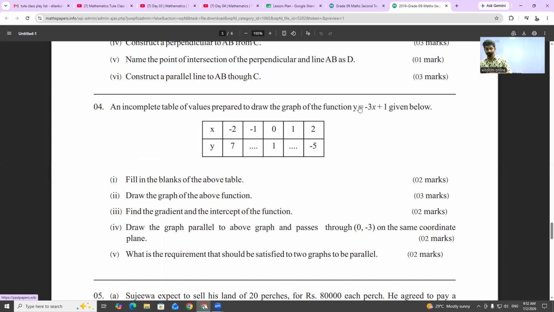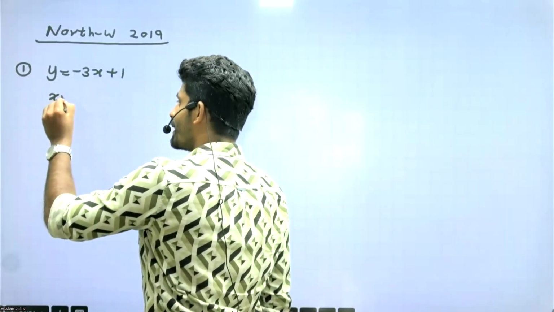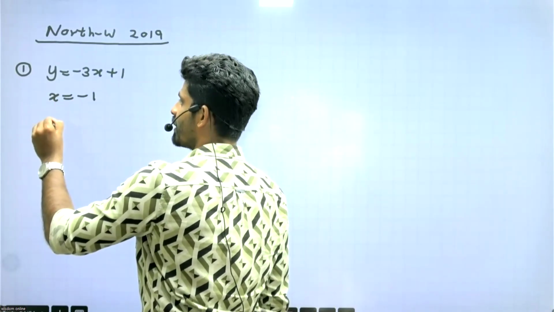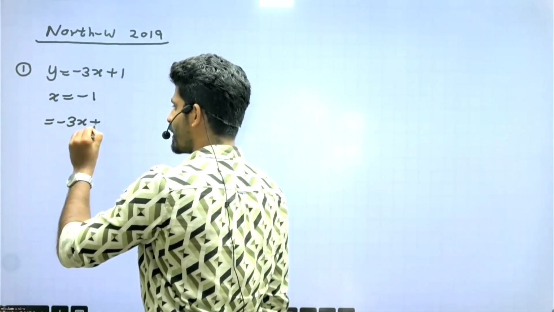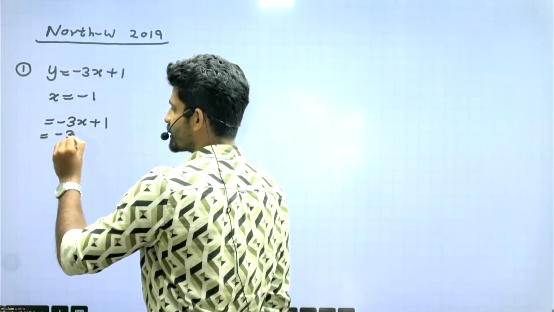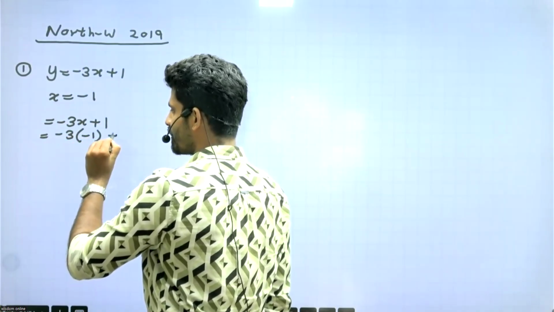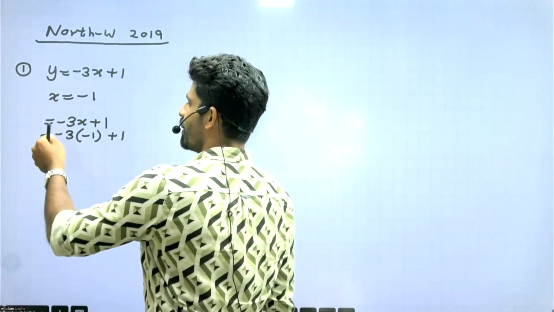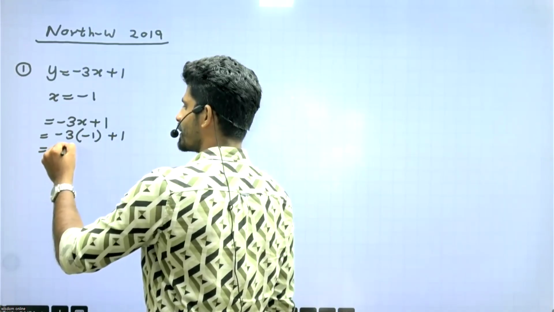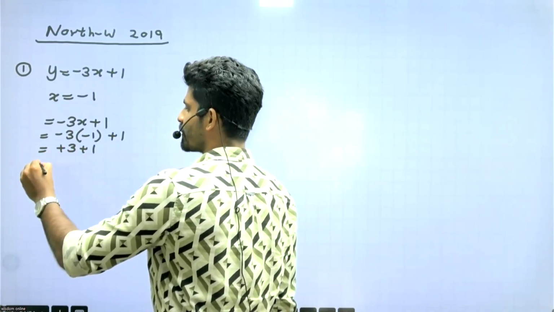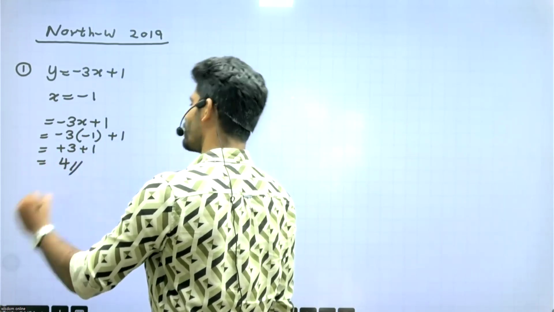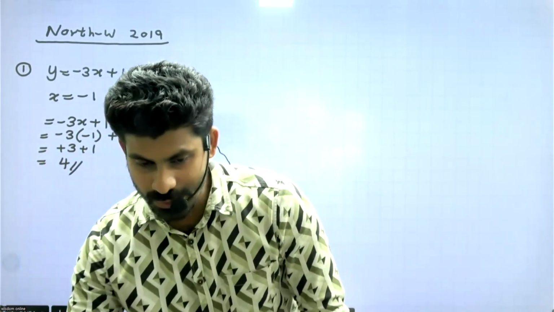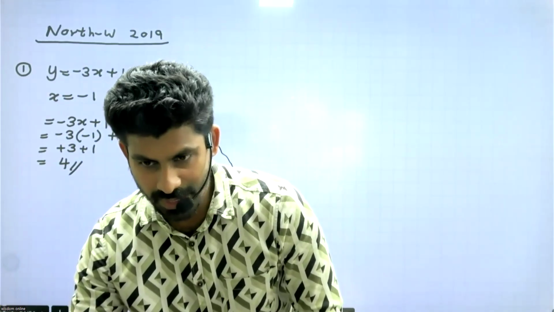So that means it's easy. Minus 1 and plus 1. When x equals minus 1, minus 3x plus 1 is minus 3 multiplied by minus 1 plus 1. Minus into minus is plus, so 3 plus 1, which is 4.